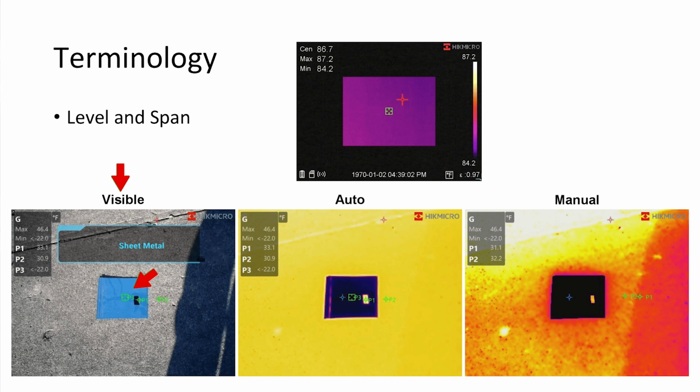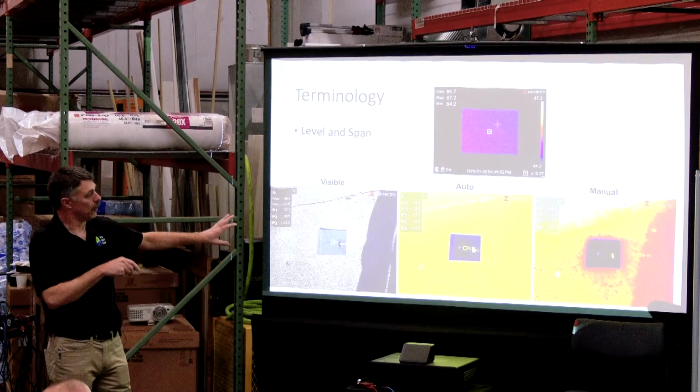Now this is when that auto-ranged. Okay, so it automatically set that level and span. My maximum in that picture, you'll find the max is at 46.4 degrees. All right, and my minimum is less than 22 degrees, and these are all in Fahrenheit. So it's less than 22 degrees Fahrenheit. And then I've got a couple spots on here as well, which we'll talk a little bit more about later in another slide when we start talking more about surfaces.